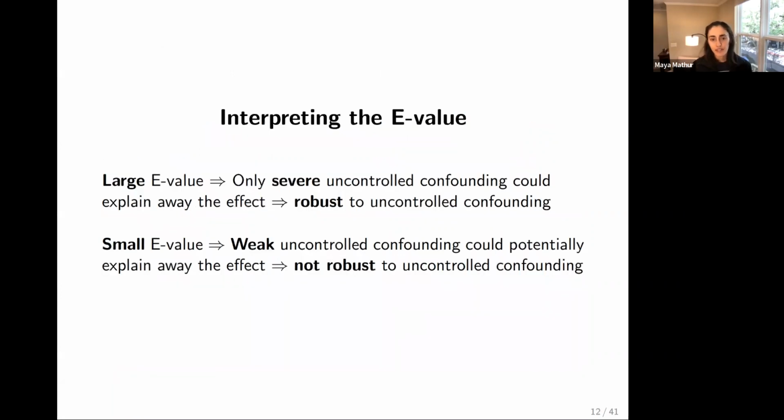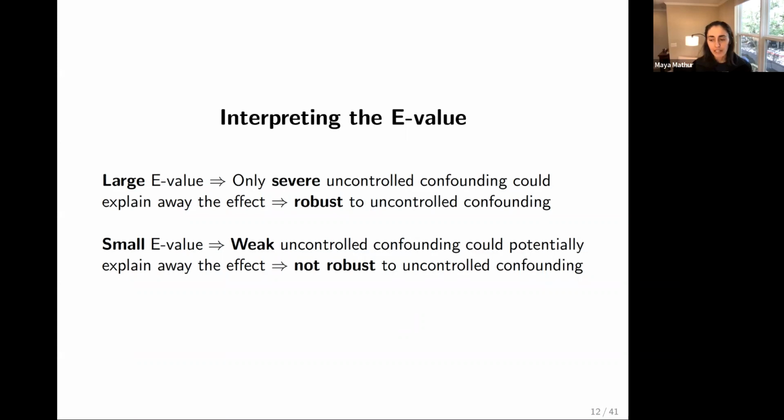So the point of this is that if we were to get a large E-value, that would suggest that it would take relatively severe uncontrolled confounding to explain away the effect, and hence that it's relatively robust to uncontrolled confounding. On the other hand, if we got a small E-value, that would suggest that in fact, relatively weak uncontrolled confounding might be able to explain away the effect, and so perhaps it's not very robust.